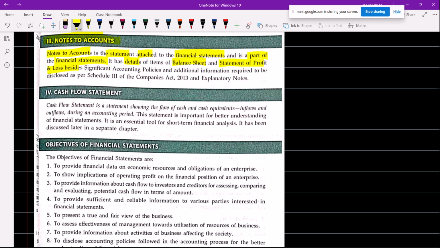Besides this, the significance of notes to account is that, based on the accounting policies, the additional information that is required needs to be disclosed as per Schedule 3 of the Companies Act 2013, and it has explanatory notes. So in simple terms we can say it as notes to accounts.